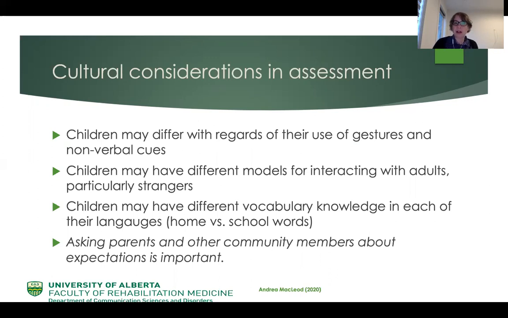Children may have different models for interacting with adults, particularly strangers, and children may have different vocabulary knowledge in each of their languages. So for example, they have words that they know because they're words that we often use at school versus words that we often use at home. And really keeping in mind that the child's language use may be compartmentalized in a sense between home and school.